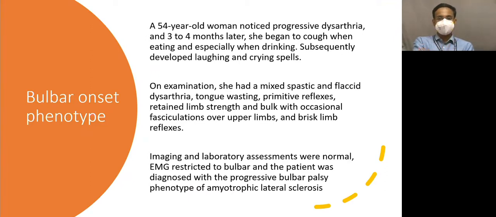So here the close differential will be myasthenia, but the presence of an exaggerated jaw jerk, pseudobulbar affect being present, normal ocular muscle involvement, no fluctuation, and a progressive presentation point away from it.